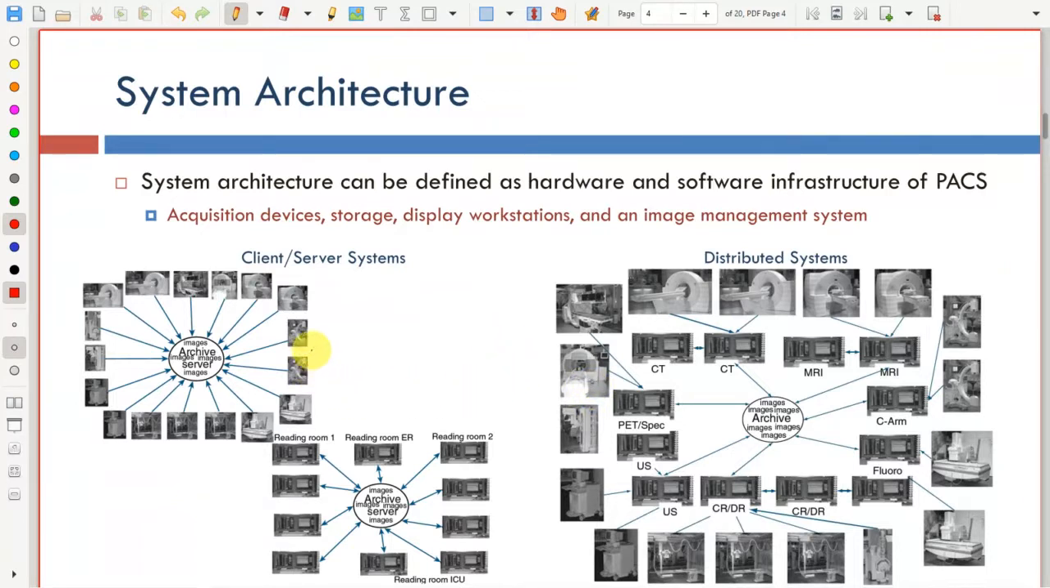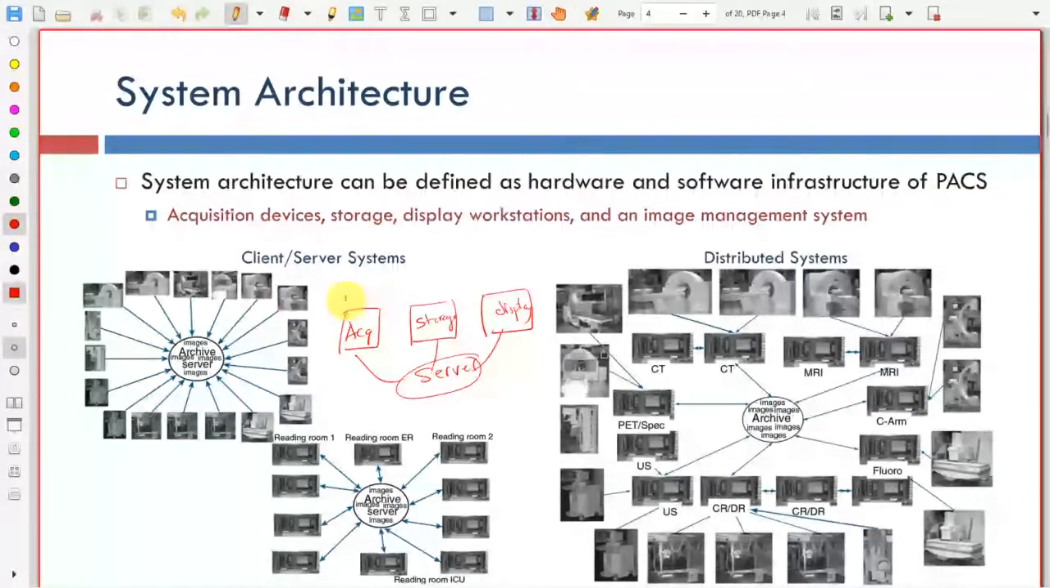How are you going to connect these imaging systems? These are the acquisition systems, basically. And how are you going to have all of these systems connected to the archive and to the reading rooms? Basically, you have three components, as we said. You have acquisition, you have storage, and you have display. Okay, and usually you have a server that would link these things together. You have a server somewhere. So these are the modalities, these are the imaging systems.